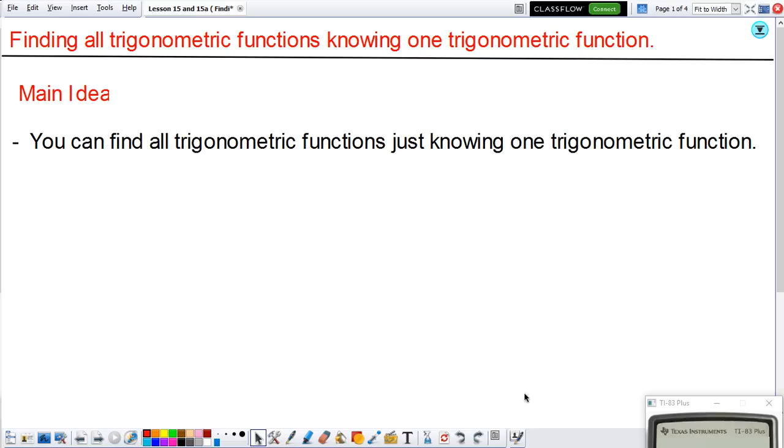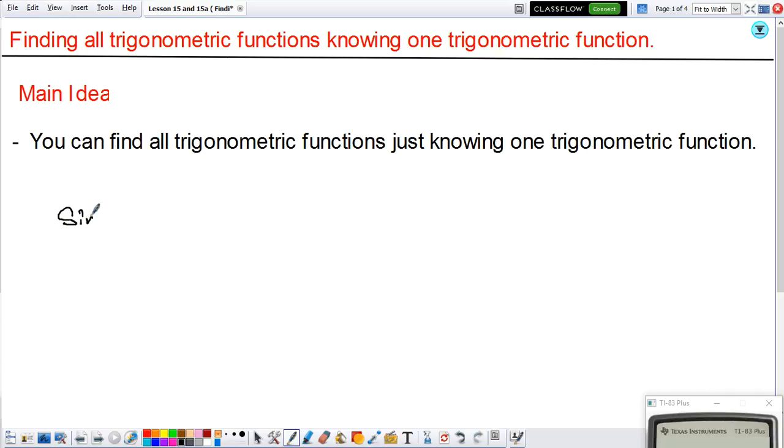Today, we will see how we find the value for all trigonometric functions just knowing one of them. So what do I mean by that? You've got to remember that there are 6 types of trigonometric functions that we have talked about.